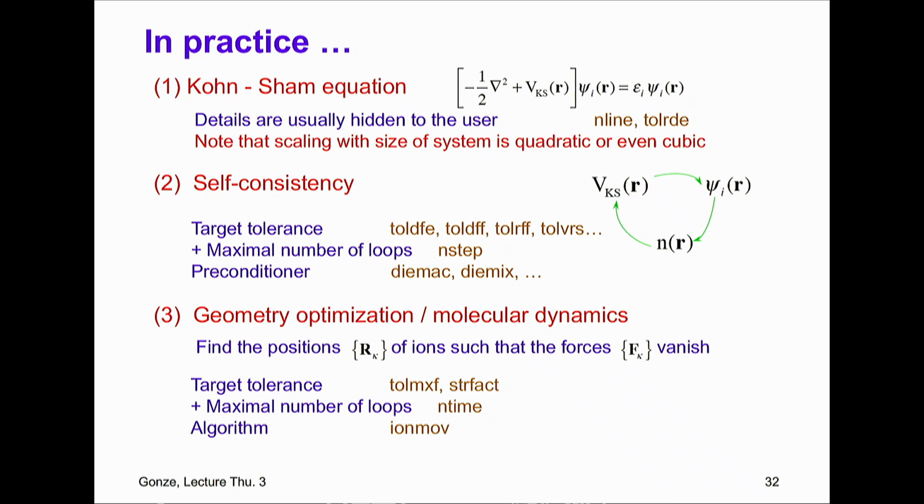And there are also some preconditioners to speed up the calculation, but they are, let's say, not very important. And the geometry optimization and molecular dynamics will rely also on some input variables. The maximum number of loops or time step is n time. The algorithm is governed by ion move, and there is also some tolerance to decide where you consider you are converged with respect to the forces that are still present, or with respect to the stresses that are still present.